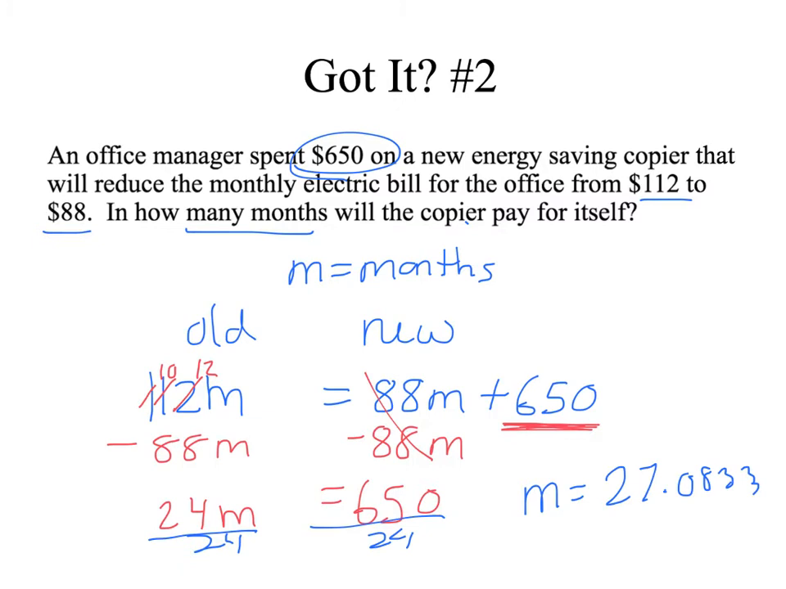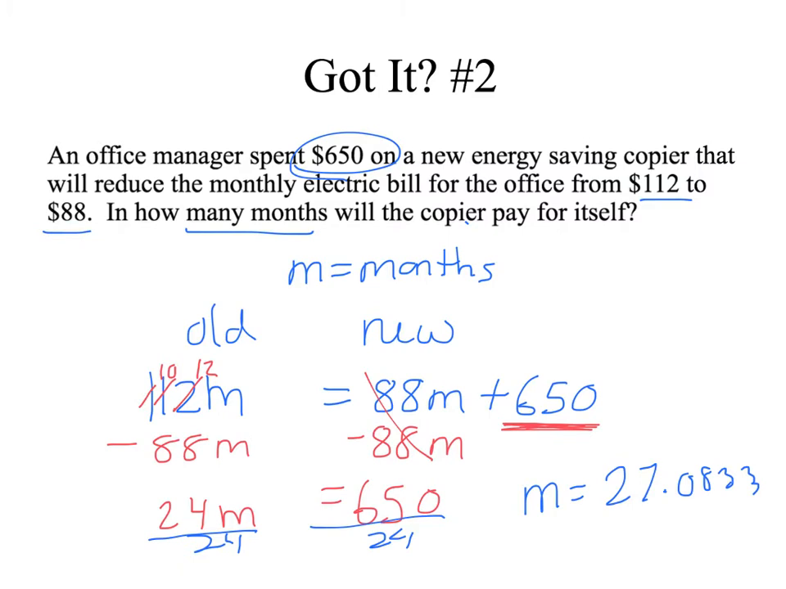So some companies would say, well, 27 months, that's 2 years. Did I really need to spend that extra $650? It all depends on how long you're going to keep the copier. If you're only going to keep the copier for 2 years, maybe 3 years, and it's going to take you almost that much time to make up the difference, then you probably don't want to spend the extra $650. But if you're going to be using this copier for the next 10 years, well, after 27 months, you're going to be saving $24 every month from 88, and that's going to add up pretty fast.